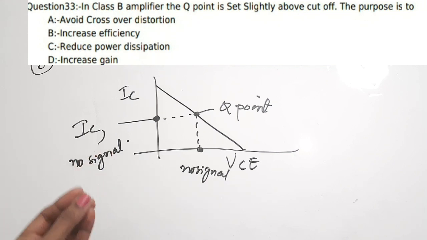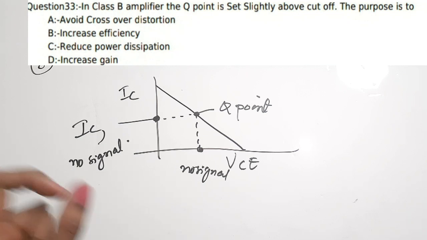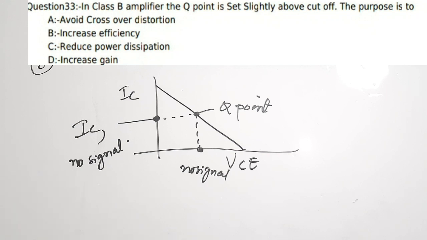Okay. So here in the class B amplifier, the Q point is set slightly above cutoff. This Q point can be set to various regions, the cutoff region or any other region. So here the Q point is set slightly above cutoff. Why? That is a question. The purpose is to avoid crossover distortion.